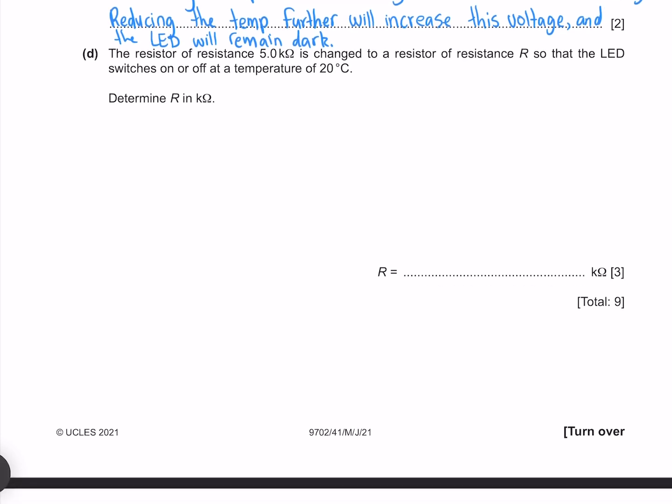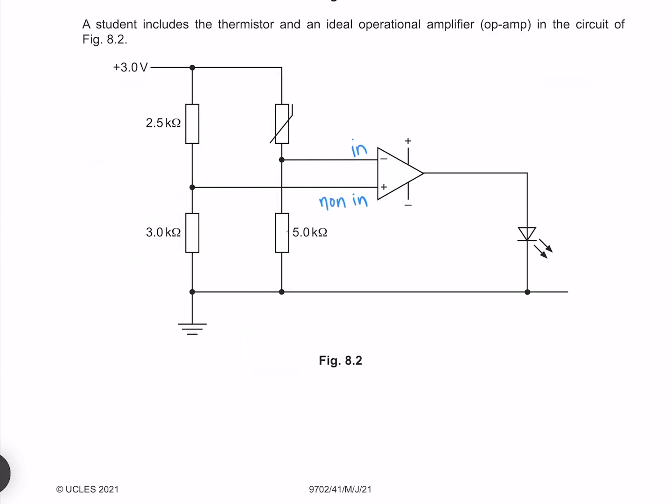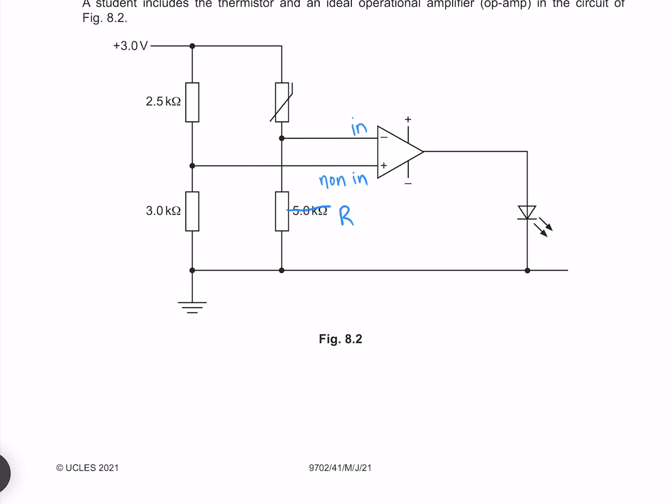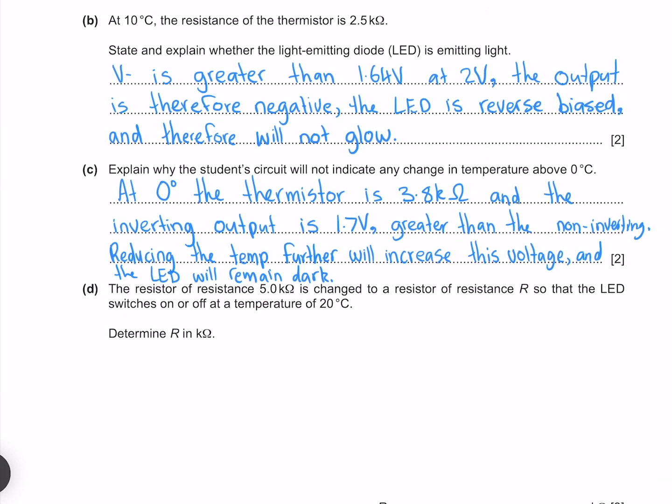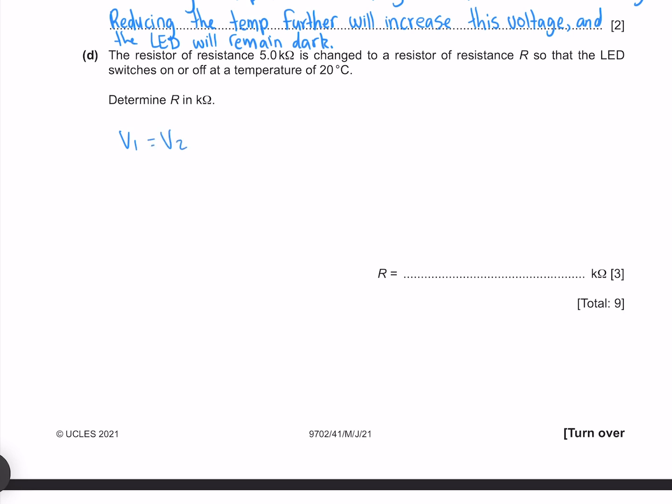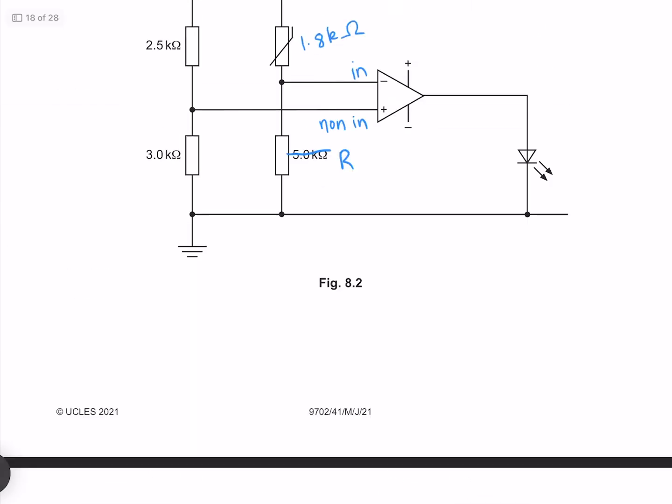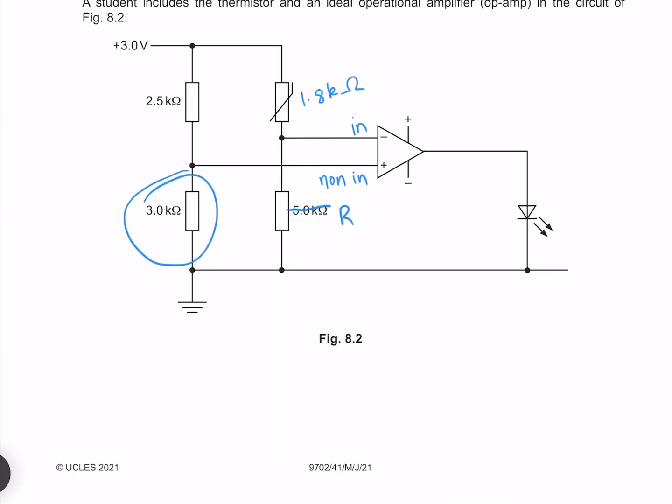The resistor of resistance 5 kilo ohms is changed to a resistor of resistance R so that the LED switches on or off at a temperature of 20 degrees Celsius. Determine R in kilo ohms. So our 5 kilo ohm resistor is now some resistance R that we're trying to find, and at 20 degrees, our thermistor is 1.8 kilo ohms. At the point where our LED switches on or off, our voltages must equal. Substituting V equals IR, where for R1 our resistance is 3, and for R2 our resistance is R. That's because our non-inverting input is across our resistor of 3, and our inverting is across our resistance of R.